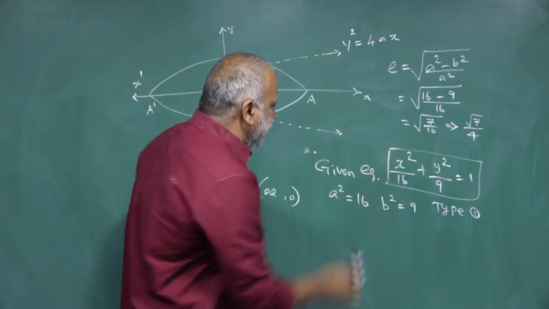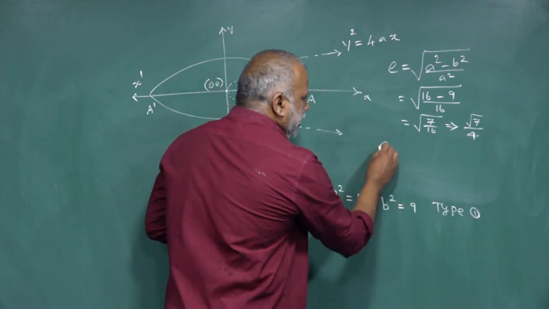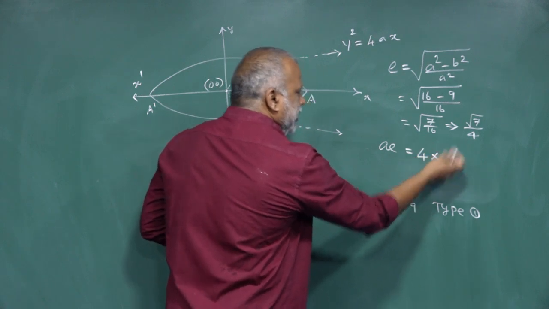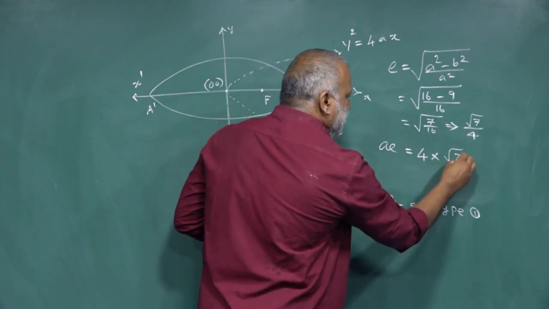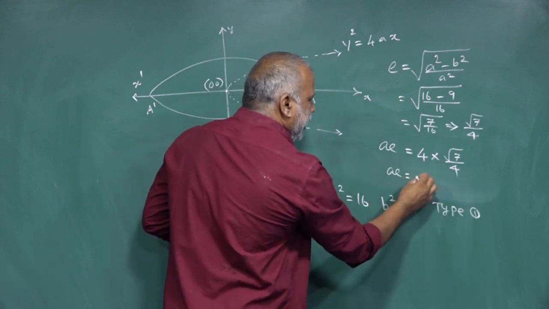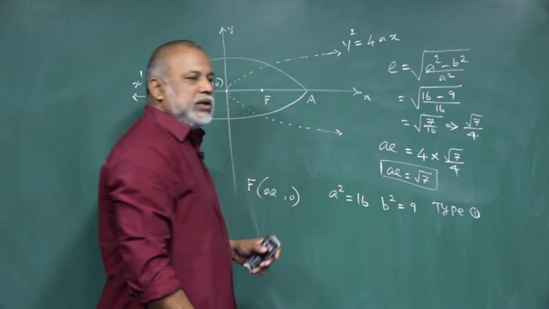Therefore, we need AE. See here, AE. What is the value of A? 4. Then what is the value of E? Root 7 divided by 4. The 4 will be removed. Therefore, AE is equal to root 7.